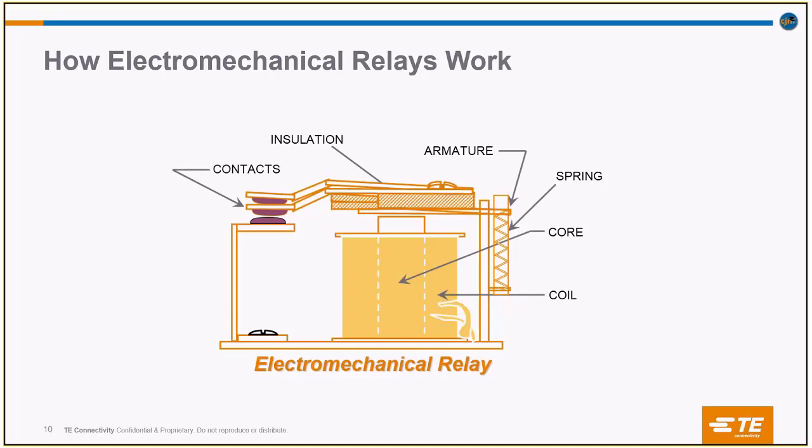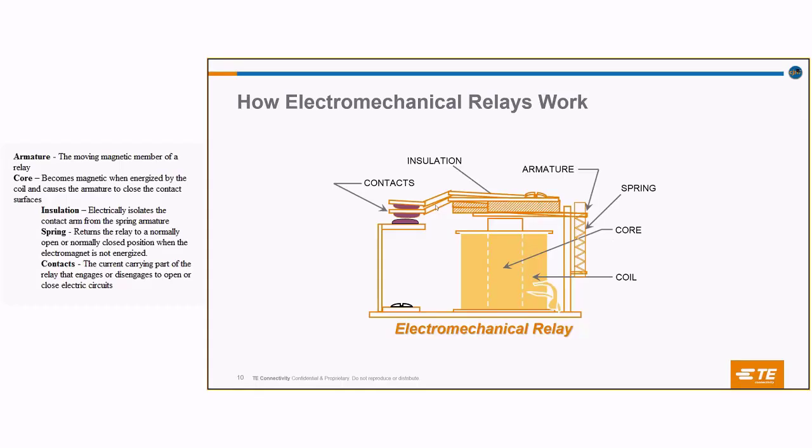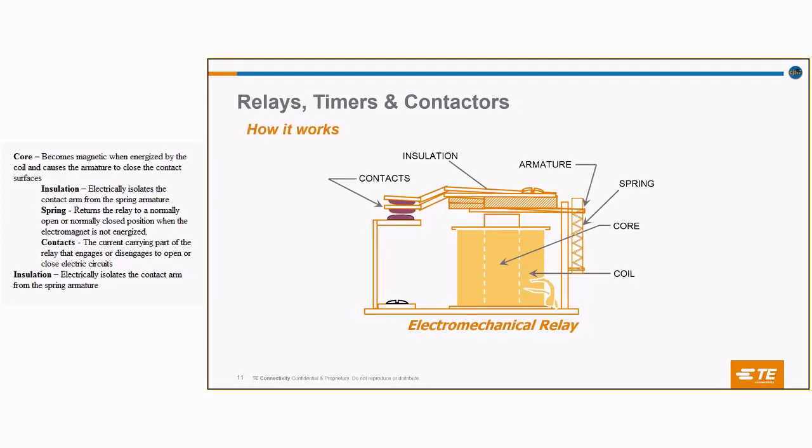When it is energized, it pushes the armature, the contacts get in touch with each other, and it is a closed circuit. Now we have the contacts. What is a contact? It is the current carrying part of the relay that engages or disengages to form an open or a closed circuit. All this is done just for the contacts to get in touch with each other so that it forms a closed circuit. And when it is not energized, the spring pulls back the armature wherein the contacts are not in touch with each other.